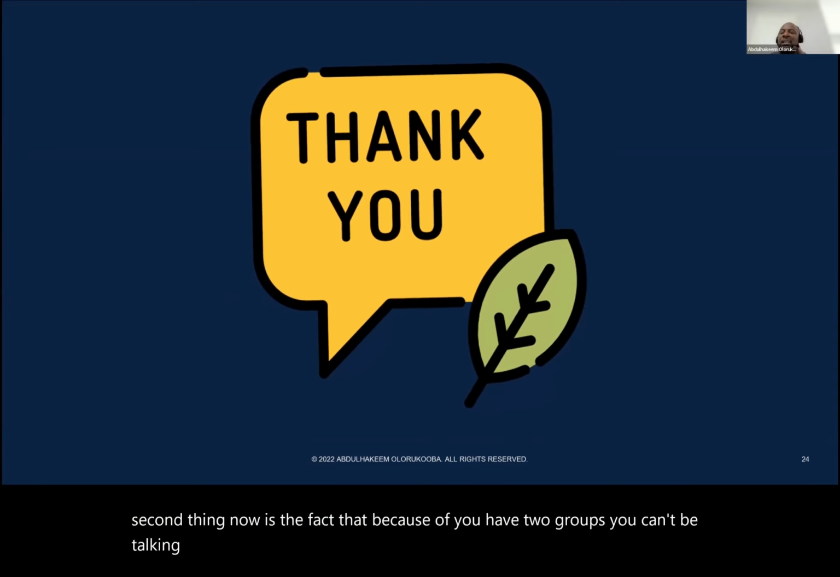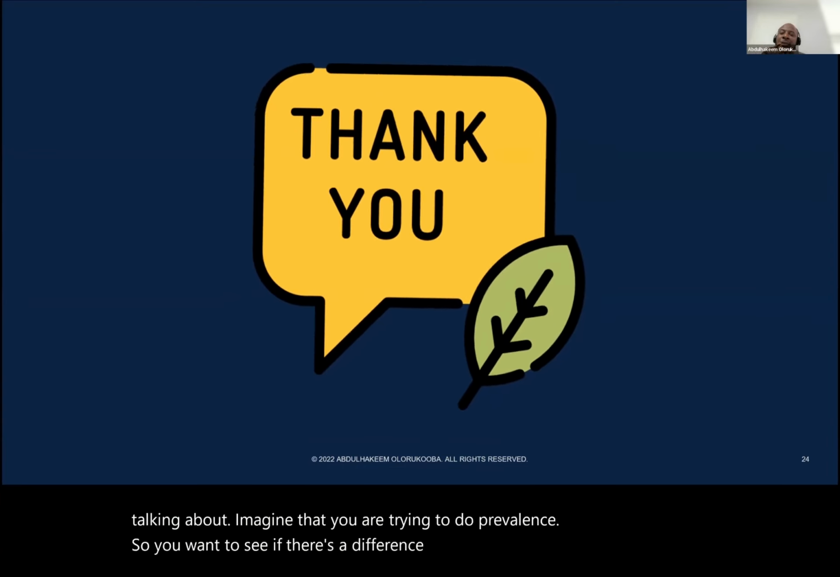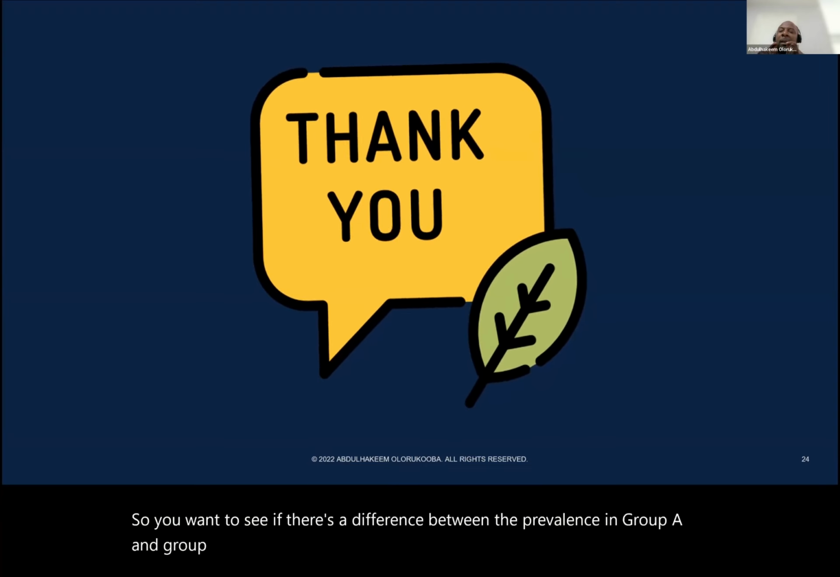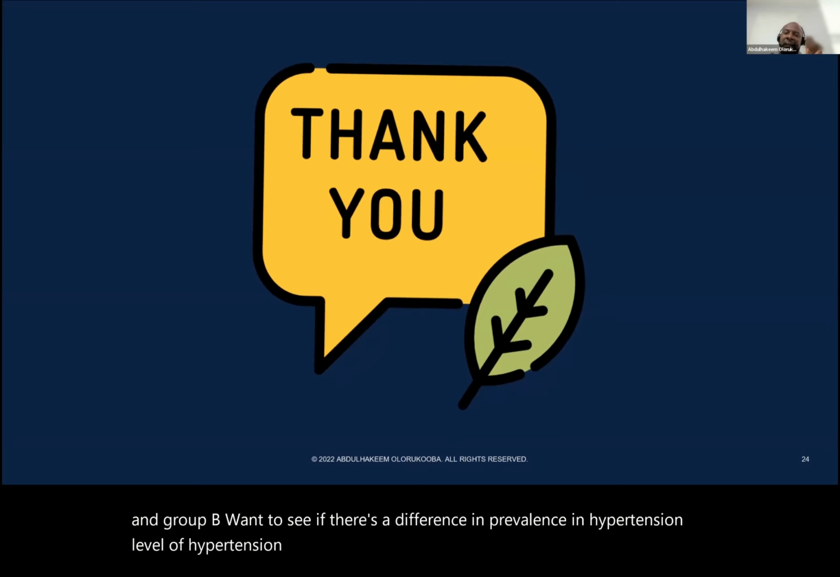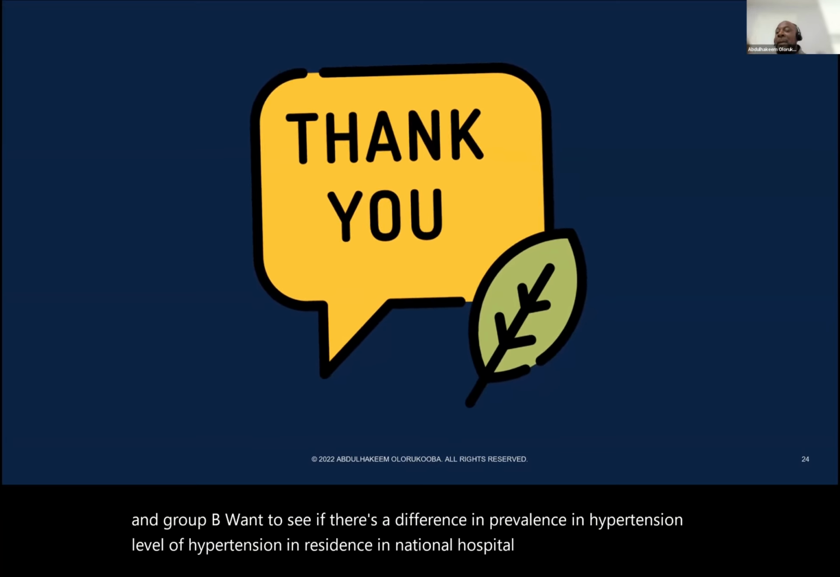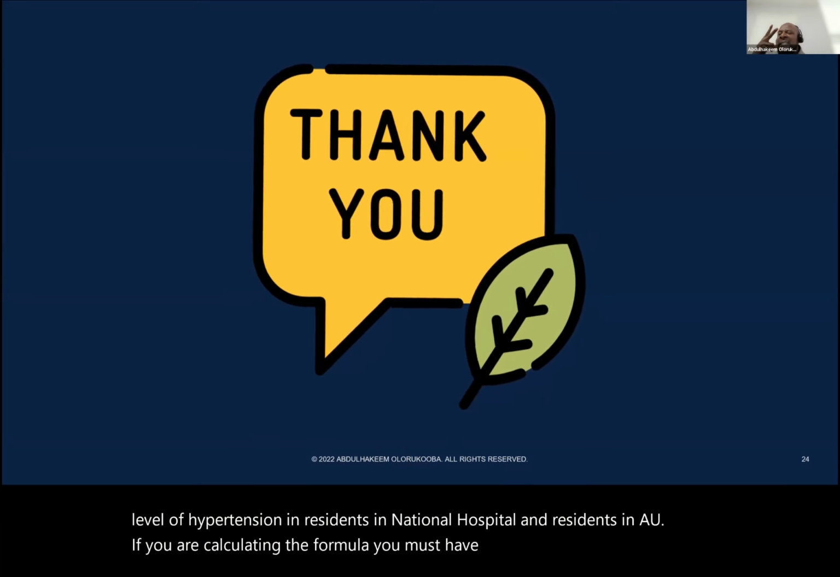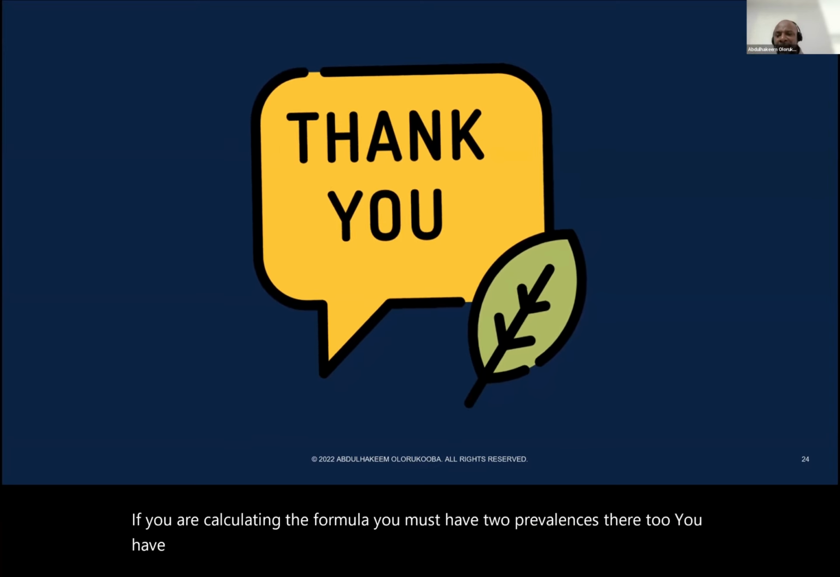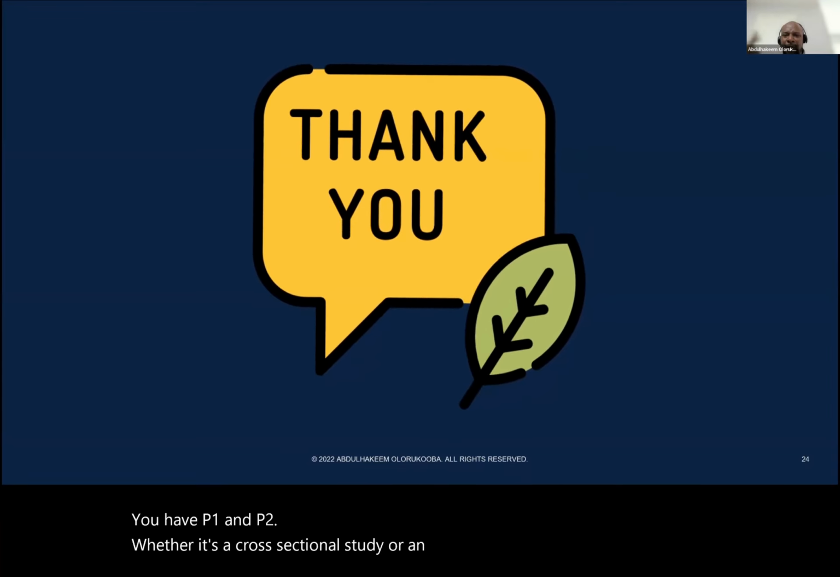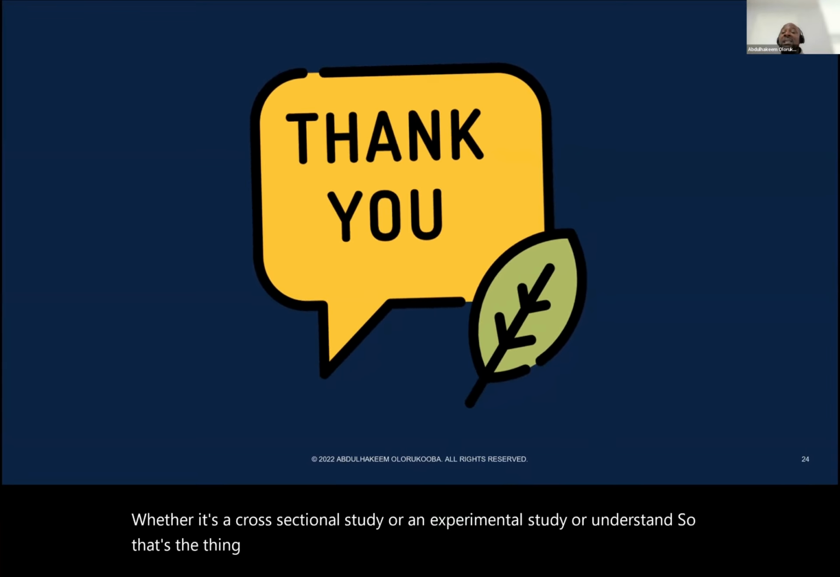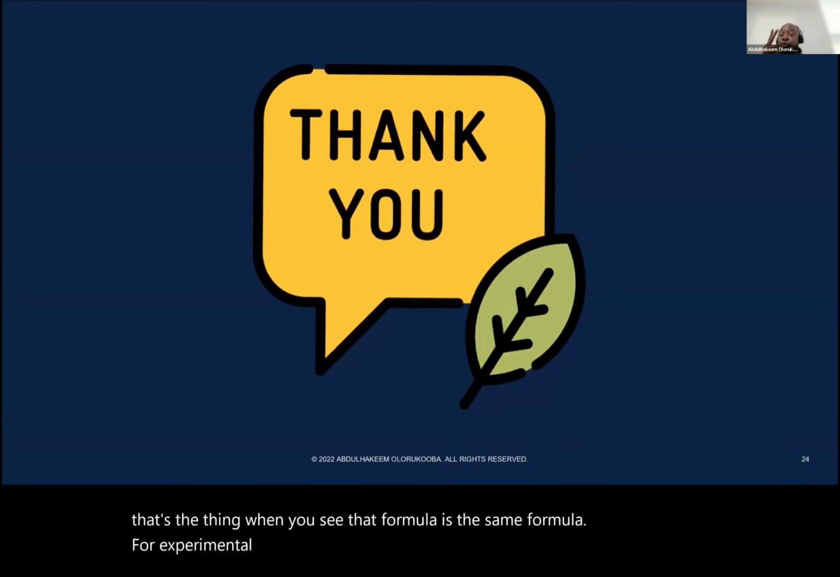Imagine that you are trying to do prevalence. So you want to see if there's a difference between the prevalence in group A and group B. You want to see if there's a difference in the level of hypertension in residents in National Hospital and residents in ABU. If you are calculating the formula, you must have two prevalences there too. You have P1 and P2, whether it's a cross-sectional study or an experimental study, you understand. So that's the thing. When you see that formula, it's the same formula for experimental studies that have two groups.